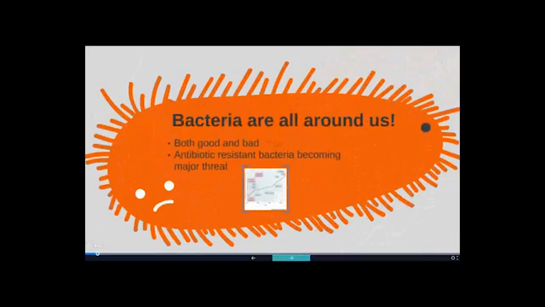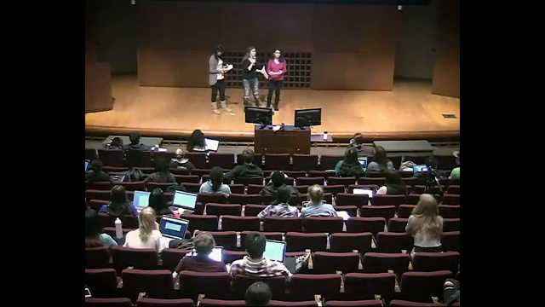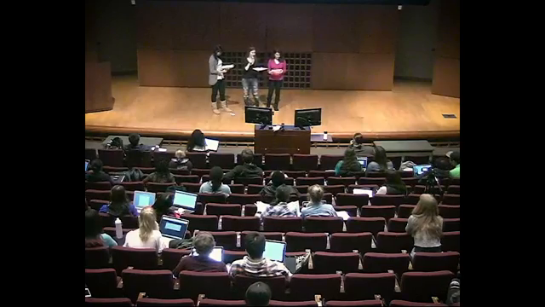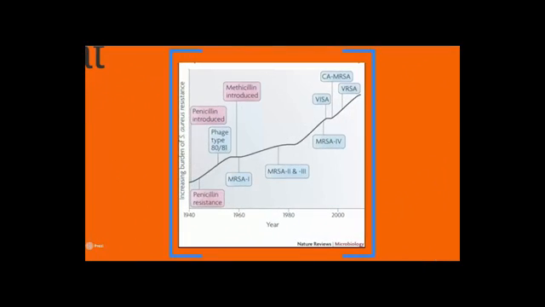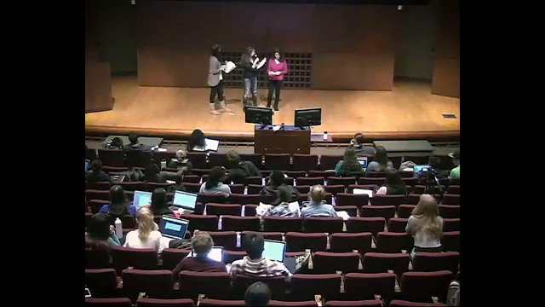Now, bacteria are all around us. Bacteria can be both good or bad. Digestive bacteria are good, pathogenic bacteria, for example, are bad. Now, antibiotic resistance is becoming a major threat. For example, as shown by this graphic, MRSA is antibiotic resistant and it continues evolving and becoming more resistant.